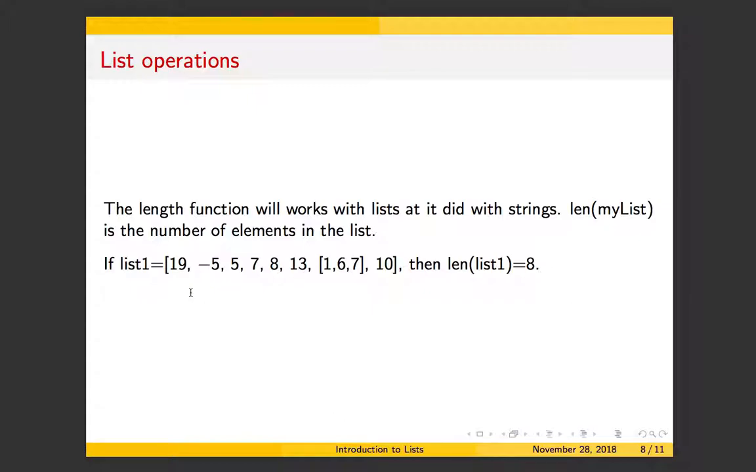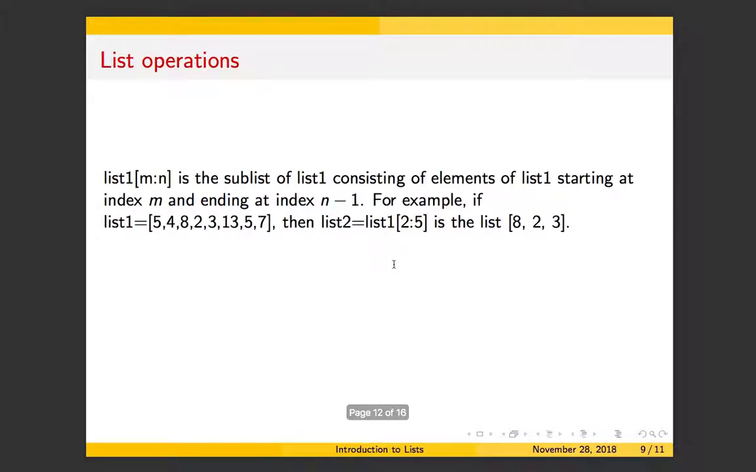The length function works just like it did with strings. So length of a list is just the number of elements in that list. So if list 1 is this, it consists of the number 19, -5, 5, 7, 8, 13, the list 1, 6, 7, and then 10. Okay, so let's just count. There are 1, 2, 3, 4, 5, 6, 7, 8 items inside of that list. Okay, so the positions of the list will run from 0 through 7. So anyway, the length function works for lists just like it did for strings.